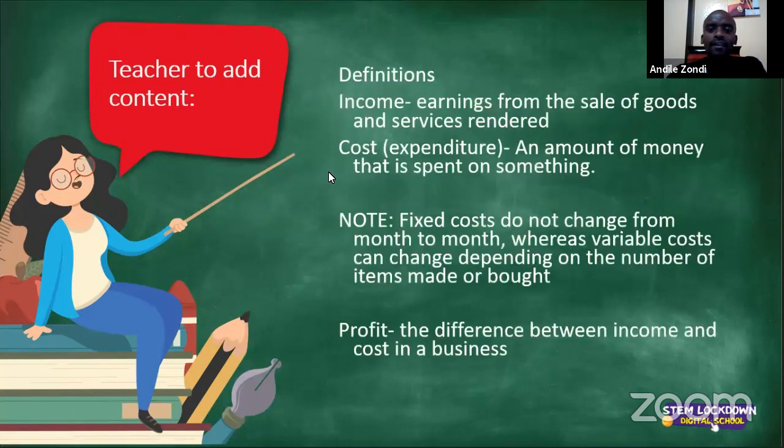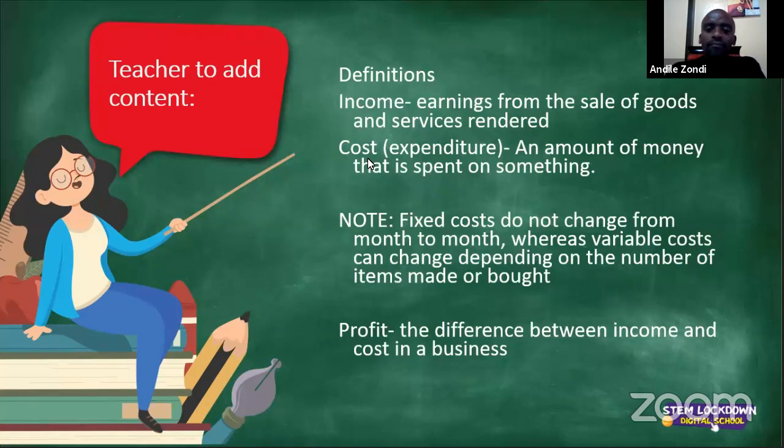Here are definitions. Income. The definition for income is earnings from the sale of goods and services rendered. Remember, to get income, either you're selling something or you're offering a service. That's how we define income. Cost, which is also known as expenditure, is the amount of money that is spent on something.